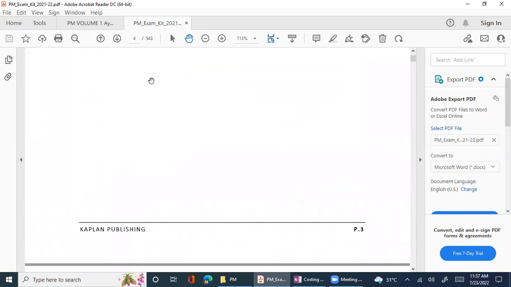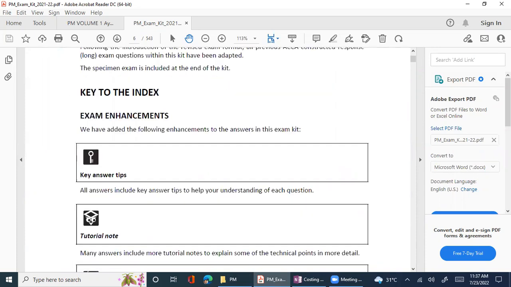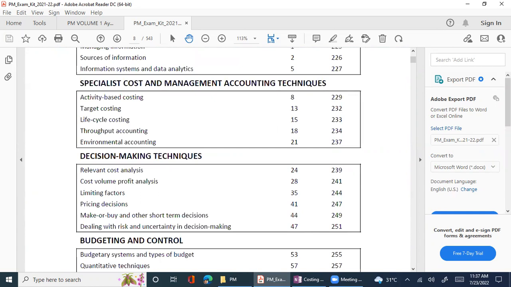So let's now move to the practice kit because the topic is complete. Today's class was regarding life cycle costing and throughput accounting. And now we have completed it.